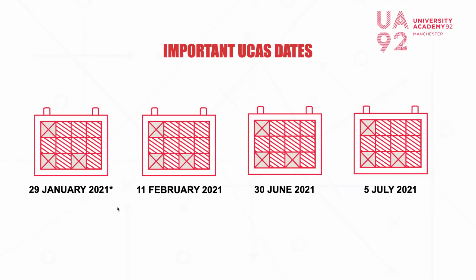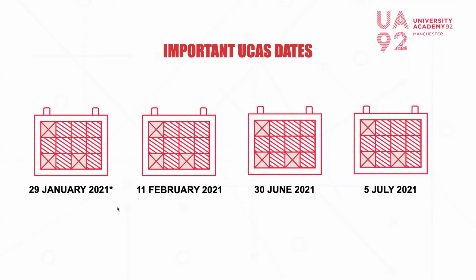The next date on there you'll see is the 30th of June. So the 30th of June is a point where all applications received after this date are then automatically entered into clearing. And you can use clearing if you didn't receive any offers, or you received none that you want to accept. You didn't meet the conditions of your offers, or you've declined your firm place. So if you apply after that point, or if any of those apply to you, you can then move into clearing, and clearing opens officially on the 5th of July, which is the 4th date you can see there.